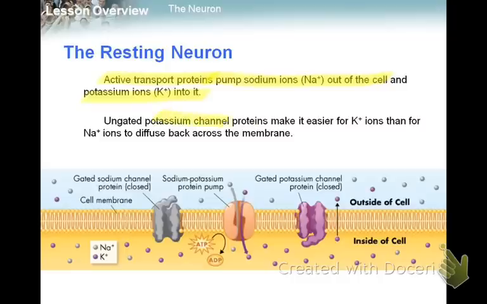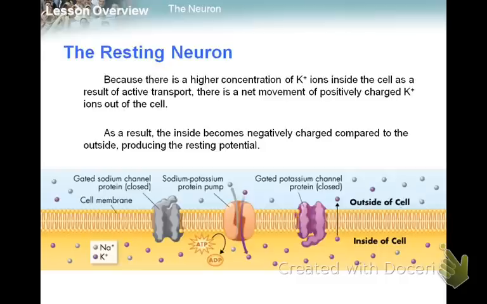The potassium channel proteins are ungated, so it makes it easier for potassium ions to diffuse back across. Remember, diffusion is from high concentration to low concentration, and that doesn't require any energy. So here's what's happening here. Because there's a higher concentration of potassium ions inside the cell, the potassium ions are purple here in this diagram, as a result of active transport, there's a net movement of positively charged potassium ions out of the cell. As a result, the inside is negatively charged compared to the outside, producing the resting potential.